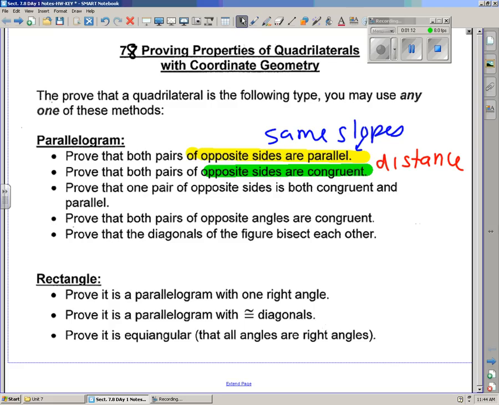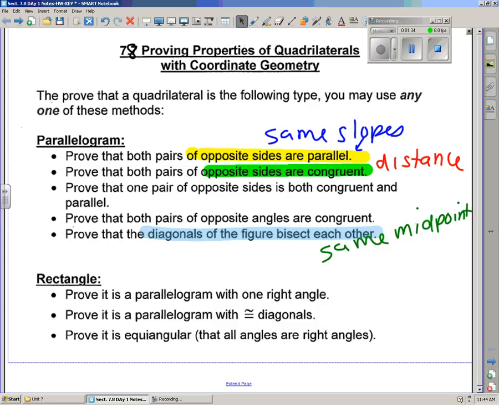Well, proving opposite angles are congruent, there's not a formula that we can use, but we can do something with this one right here. If you want to prove diagonals bisect each other, well, if the diagonals bisect each other, then the diagonals must have the same midpoints. So if they've got the same midpoints, then you know they bisect each other.